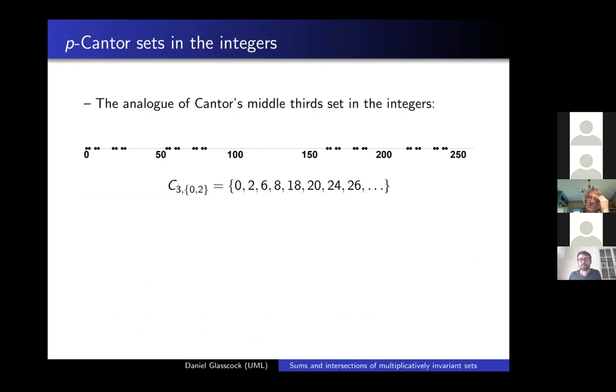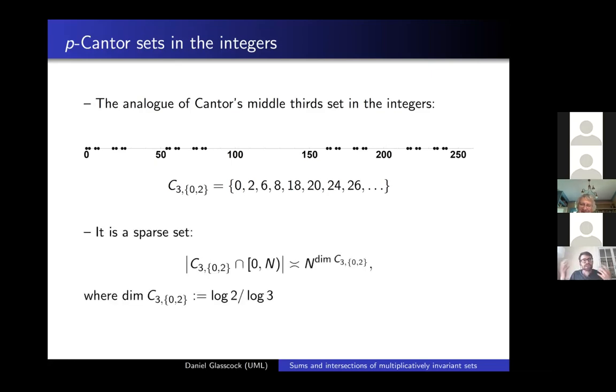This is the analog of Cantor's middle third set in the integers. If you've taken a first class in real analysis, you've met Cantor's middle third set, and here is the natural analog in the integers, which is just all of those integers in base 3 which are written with 0 and 2 only. You can write it out in decimal. It doesn't have a particularly nice form in decimal, but of course, in ternary, this would look a lot simpler.